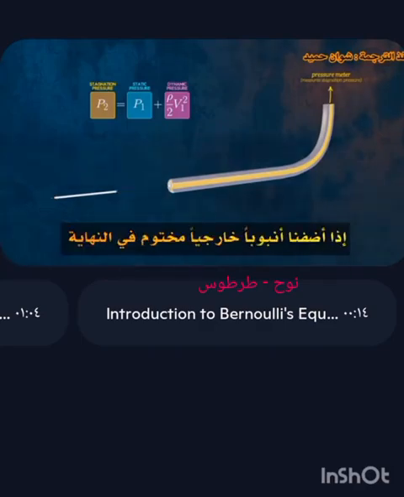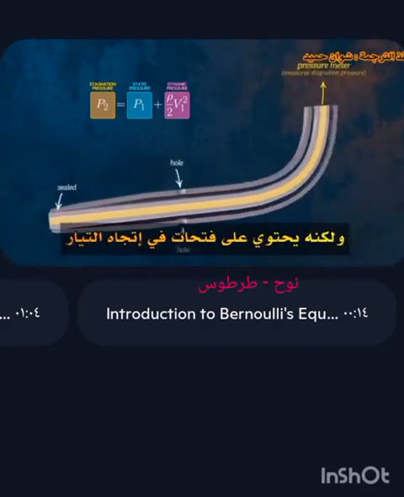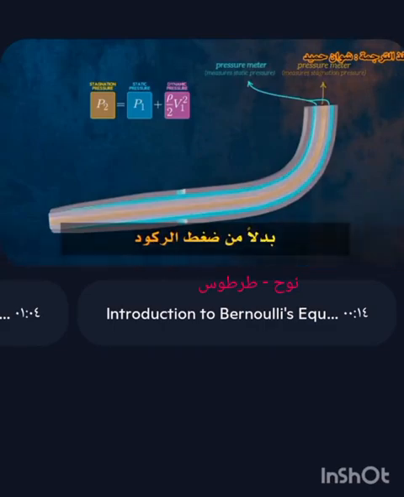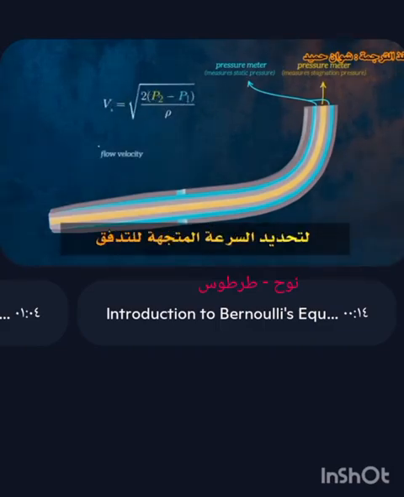If we add an outer tube which is sealed at the end but has holes further downstream, the outer tube will measure the static pressure of the fluid instead of the stagnation pressure. These two pressure measurements give us all of the information we need to determine the velocity of the flow.